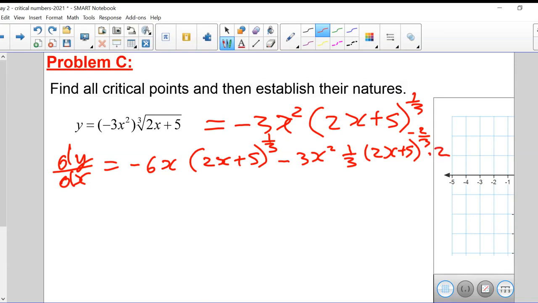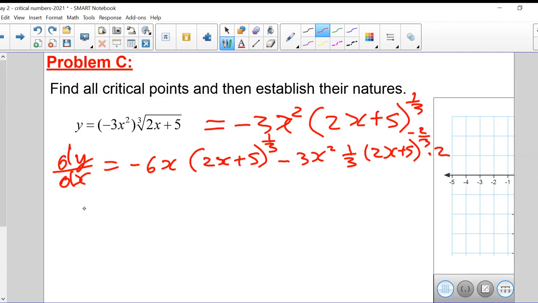Let's just double check this. I'm always willing to take correction from you if I make a mistake when I'm doing anything, and most times you're quite good at that. So let me go back and make sure that we did this right. The derivative of the first part, the minus 6x, times the underived second part, 2x plus 5 to the 1/3. And then we take the underived first part, which is minus 3x squared, times the derivative of the second part, so that's 1/3, 2x plus 5 to the minus 2/3 times 2.